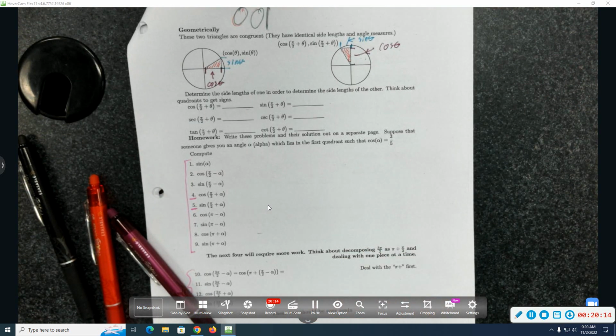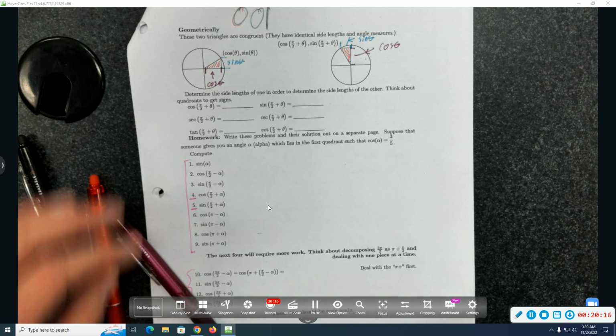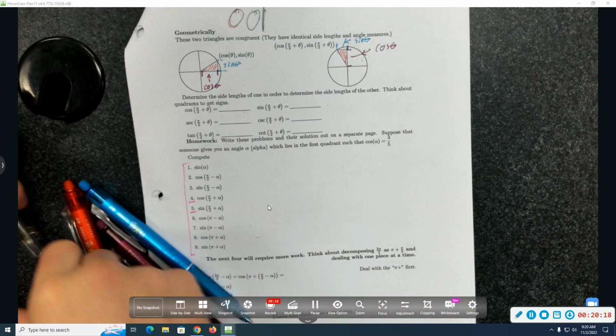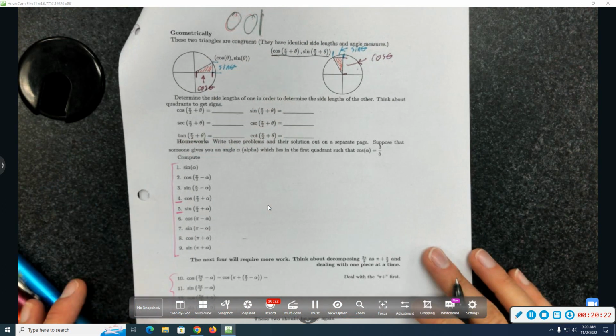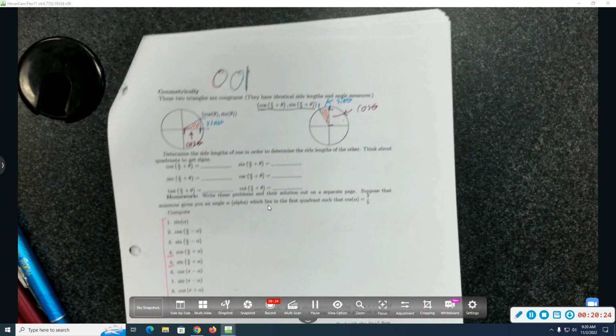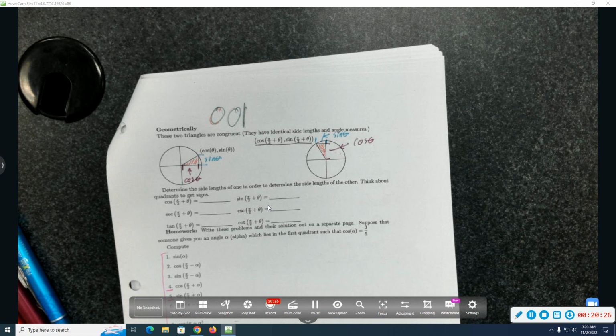I think this is enough to determine what this point is in terms of just theta. So the y value is sine of pi over 2 plus theta. But that's the same as how tall this triangle is. How tall is this triangle?